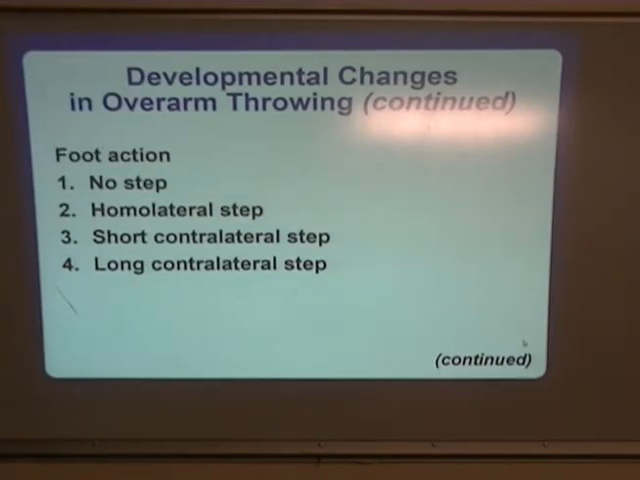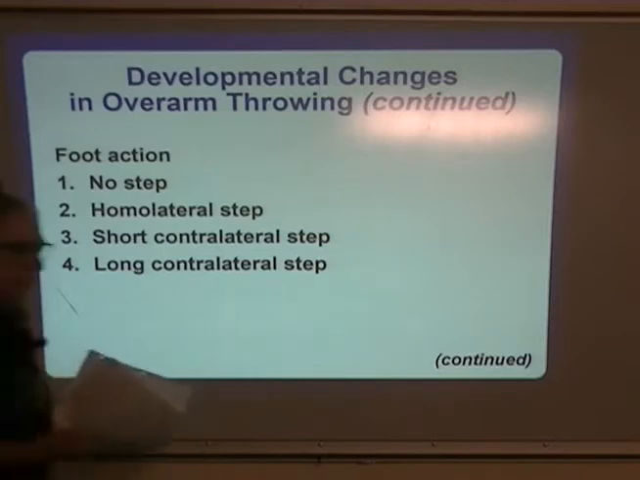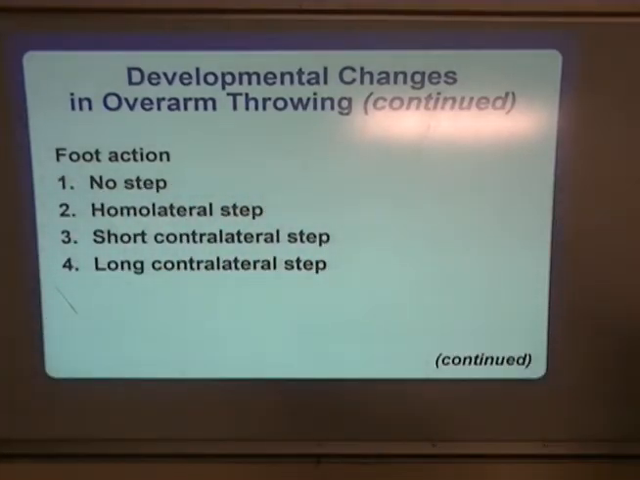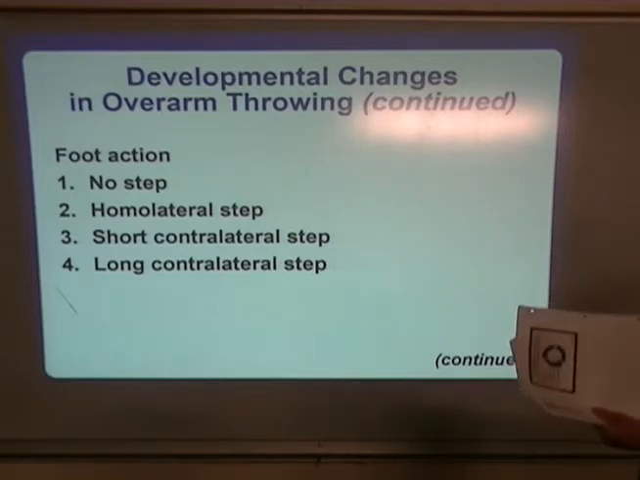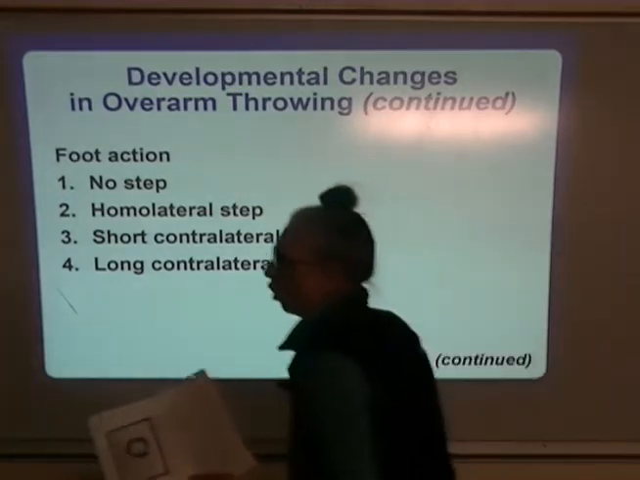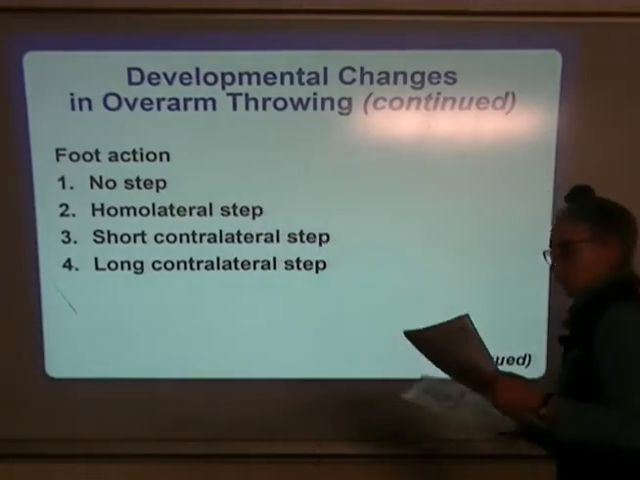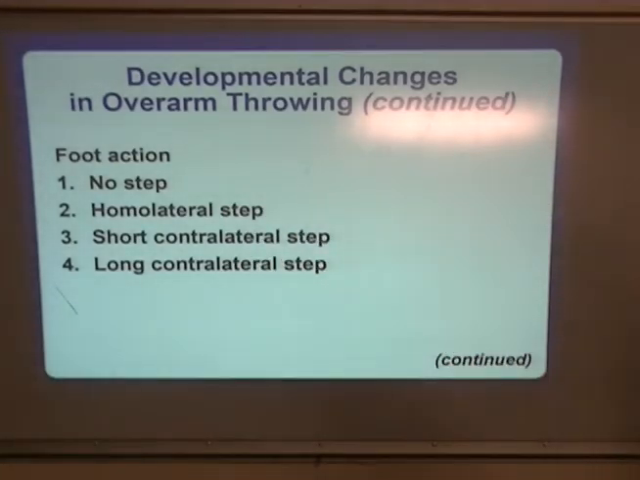And then our last component is what's happening with the feet. All right? So as we would expect, first of all, there's no stepping at all. Then we see what they're calling here a homolateral, but that's the same as ipsilateral. Homo or ipsi both mean same. Okay? So same side step as hand. Then a contralateral, an oppositional step with a short step, and then eventually a really long oppositional step. Okay?